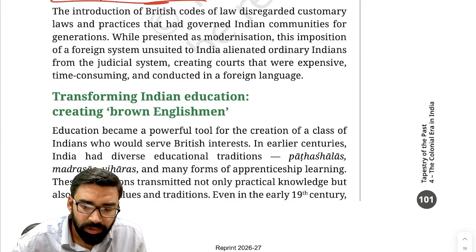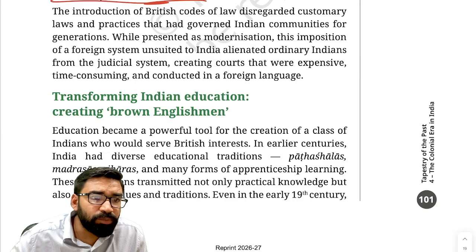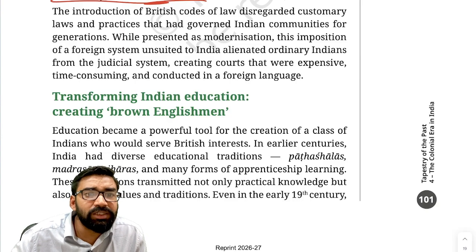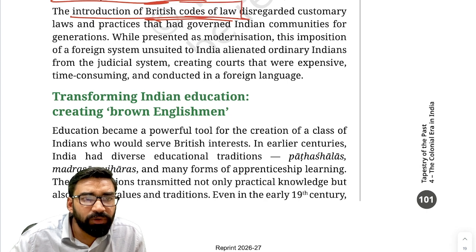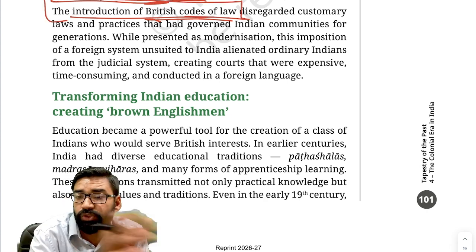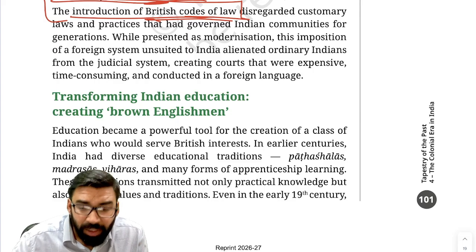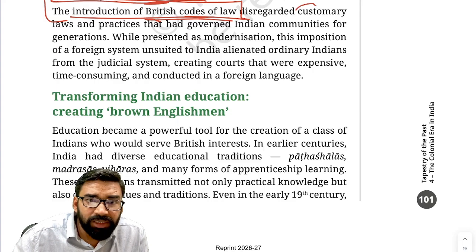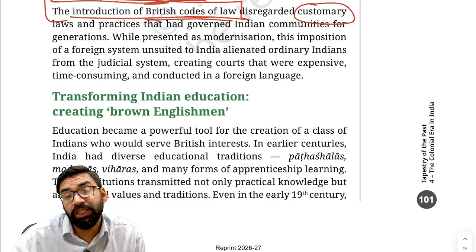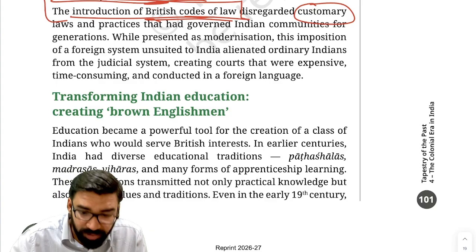Fine? Okay. Now, legal system transformation was also there. How was the legal system transformed? See, the British introduced the British Code of Law. In this way, what will happen? The religious codes or personal laws of India will start declining. And the British Code of Law disregarded the customary laws and practices that had governed Indian communities for generations.